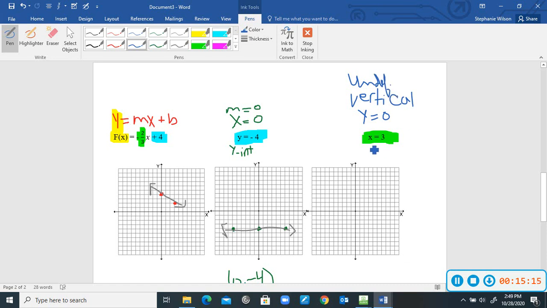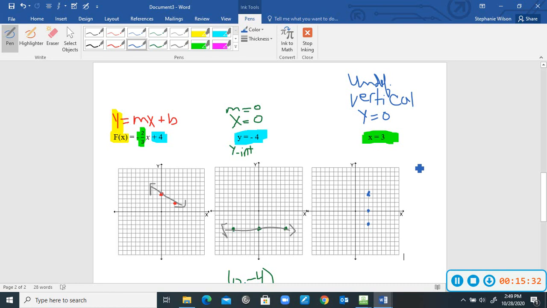So this means x is never changing. X will always be positive 3. So I can come over at 0, 0 and go out 1, 2, 3 and plot that. That means I can go up and down this line here because x is never changing, but my y is.